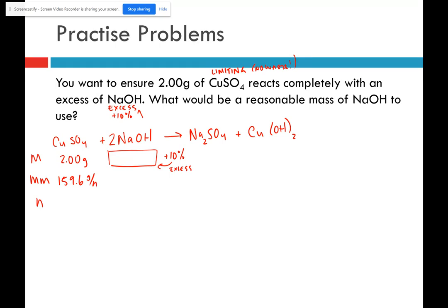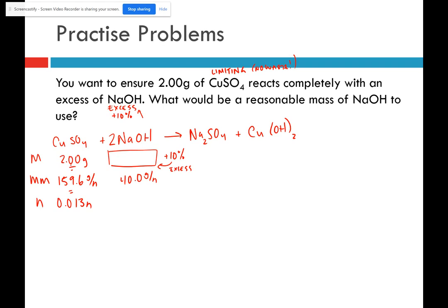While we're at it, we can calculate the molar mass of sodium hydroxide because we are going to need it. Sodium is 22.99, oxygen is 16, and hydrogen is 1.01. So that's going to give us 40 grams per mole here. Okay, so we're going down, so we need to divide. So 2 divided by 159.6 is going to give me 0.013 moles.